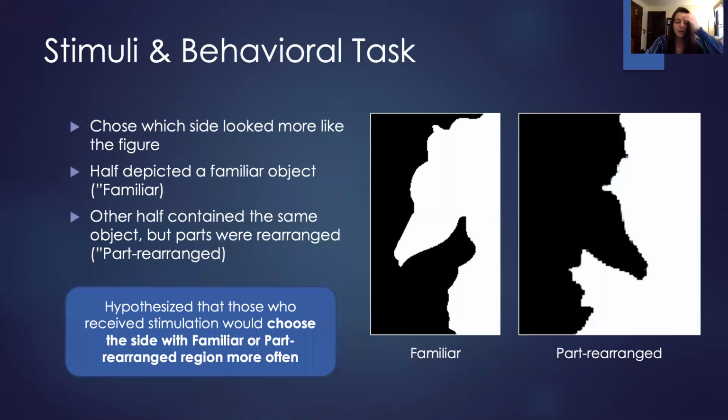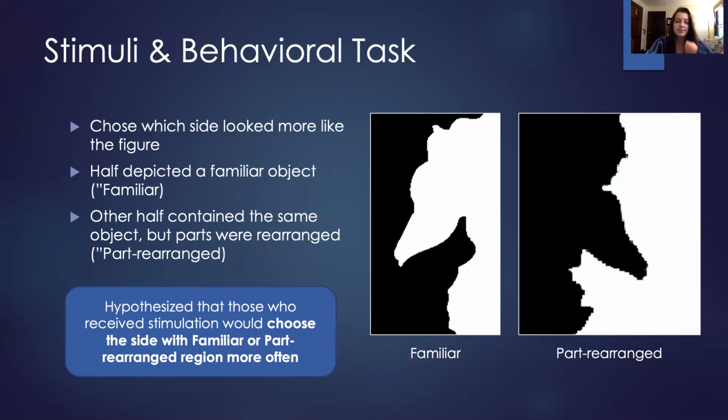So a little bit about our behavioral task. Participants viewed sets of stimuli in which there was a half black region and half white region separated by a vertical border down the middle. Half of these stimuli contained a familiar object, termed familiar stimuli, and the other half contained the same familiar object except the parts were rearranged to appear unfamiliar, and we call these the part-rearranged stimuli.